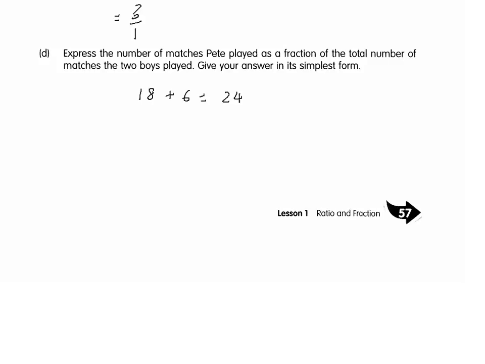Okay, and I want Pete as a fraction of the total. Right, so how many matches did Pete play? 18, right? And total is 24. Beyond, what's the simplest form? 3 over 4, which is 3/4. Okay? Next page, please.